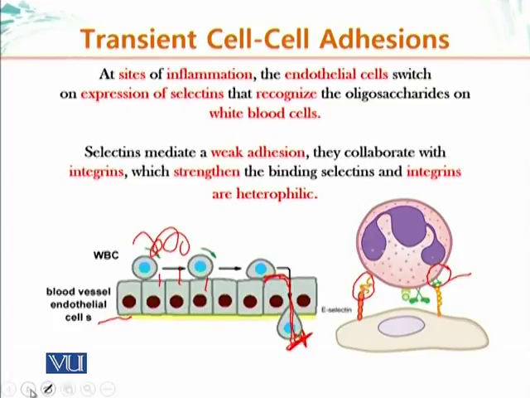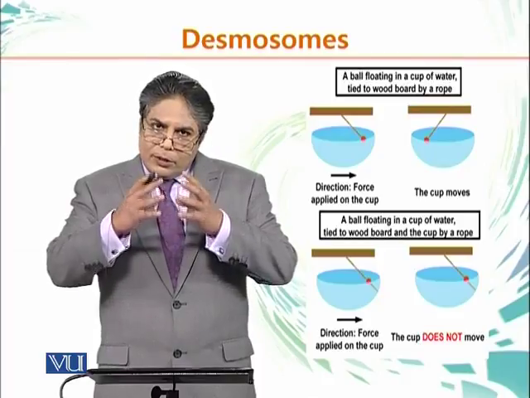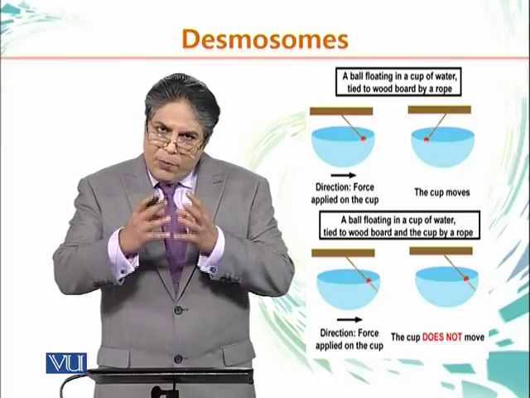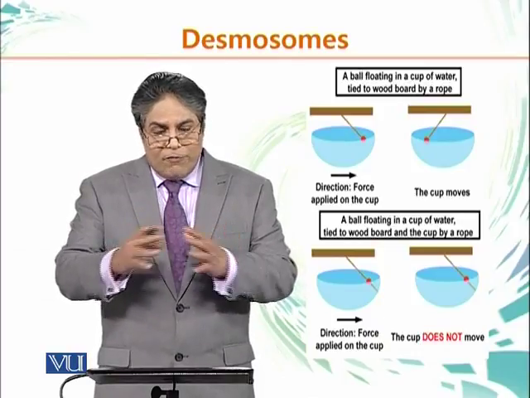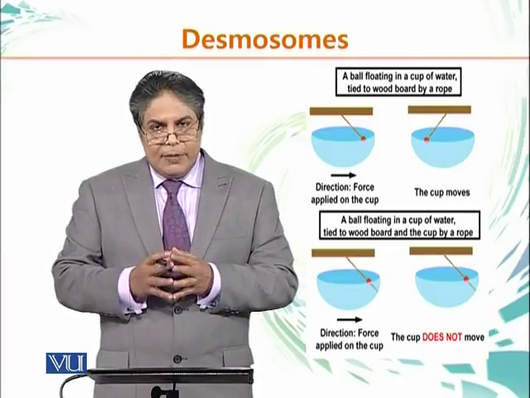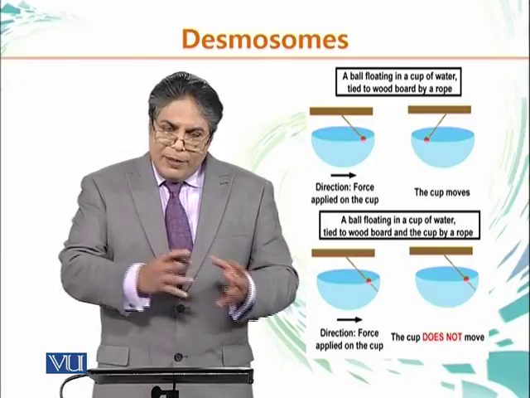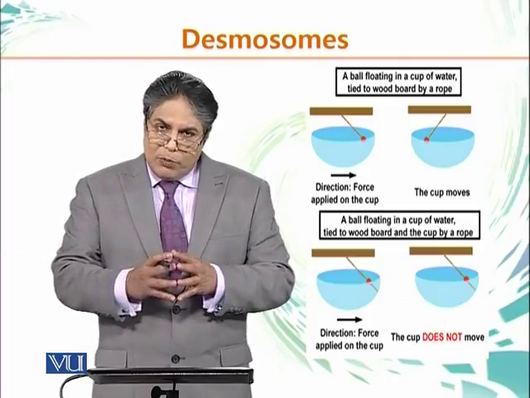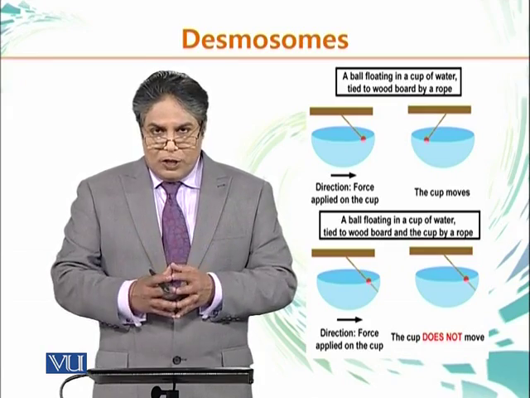So the moral of the story is, number one, adhesion molecules need to be attached to something solid, not just a flimsy plasma membrane. They need to be attached to the cytoskeleton. Number two, adhesion molecules collaborate with each other. Different types of adhesion molecules collaborate with each other to perform a specific function for the cells.